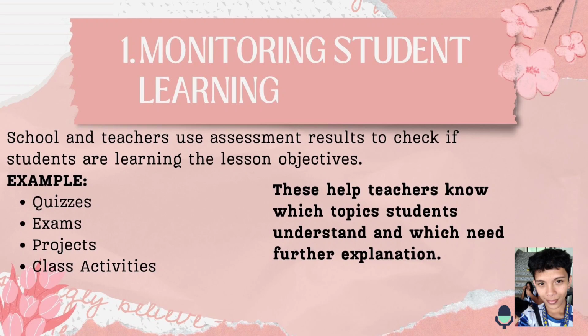So teachers also observe students during class activities. For example, if students can answer the questions, participate in discussions, or complete tasks, it shows that they are learning. Because of this, teachers can identify which topics students understand well and which topics need more explanations. So this helps make learning more effective.